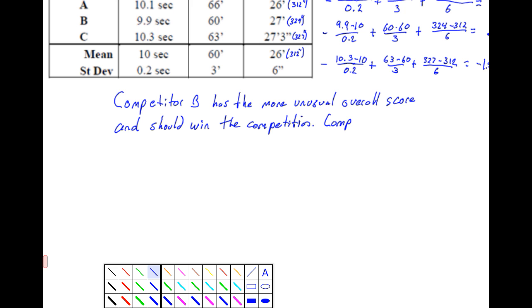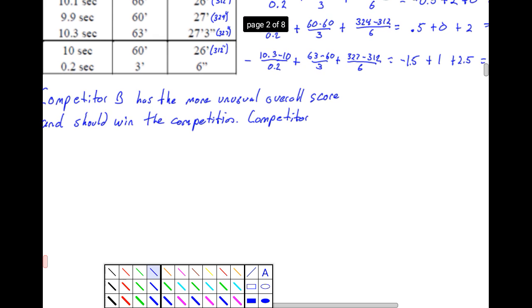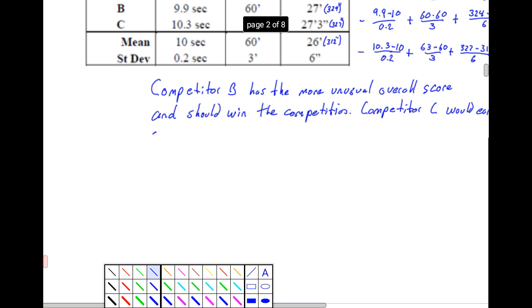And we'll add some extra information in here. Didn't ask for it, but it's not kind of something that can get you into danger by mentioning it. Competitor C would earn silver, which is second place, and competitor A wins the bronze.